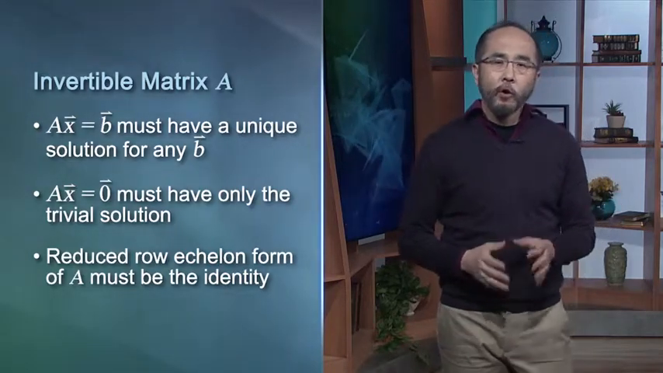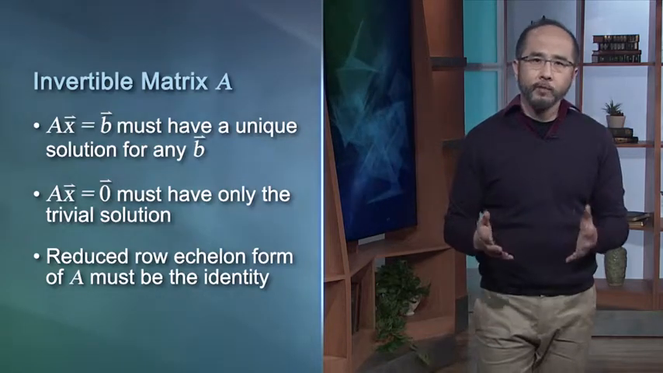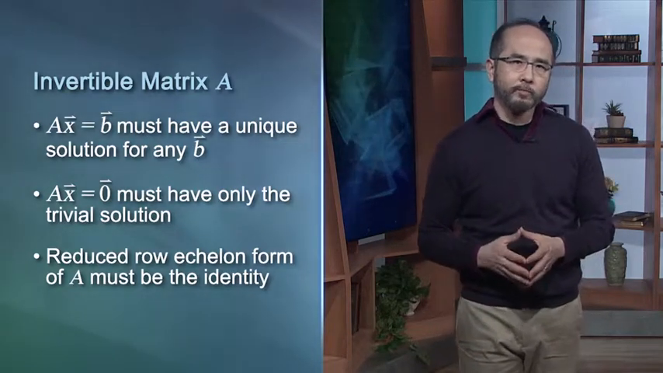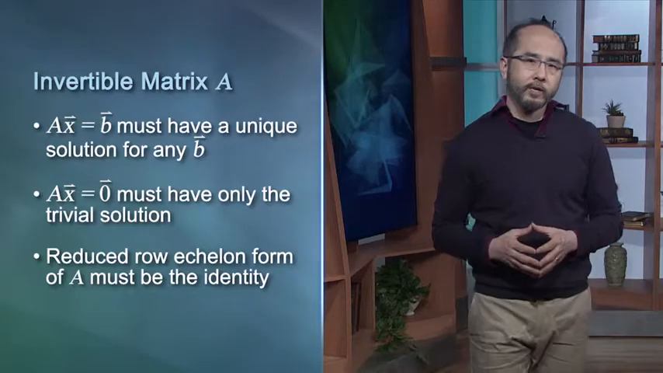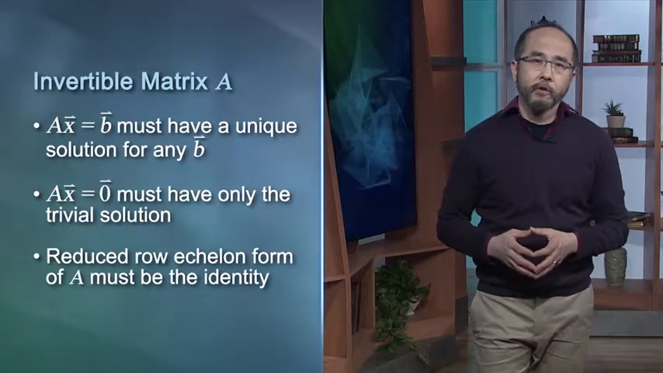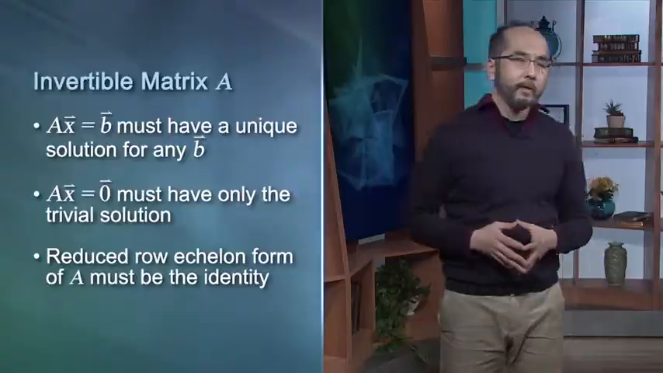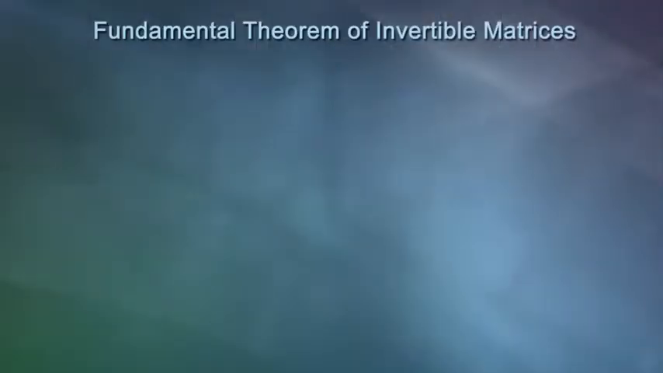In fact, there are a whole host of criteria that are equivalent to a matrix being invertible, that tie together many of the concepts that we've introduced so far. This is such a fundamental theorem about invertibility. Let's call it the fundamental theorem of invertible matrices. It's a really important theorem in the subject of linear algebra. And it says this: let A be an n by n square matrix. Then the following are equivalent.